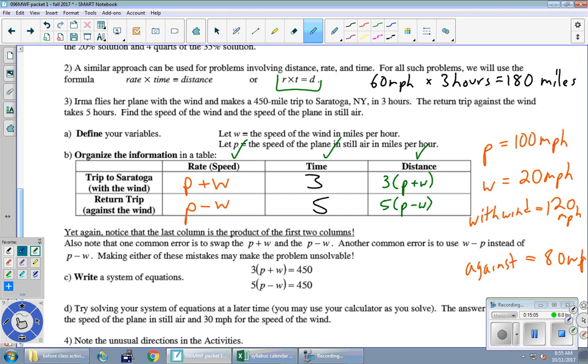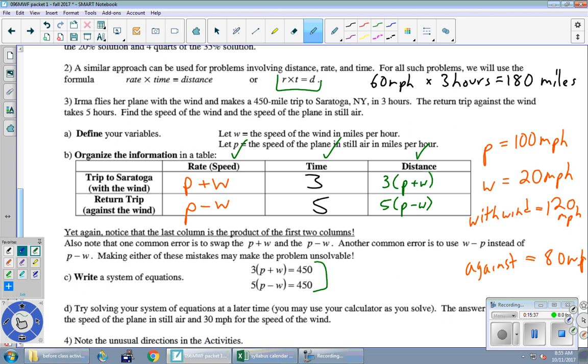And these are the distances, but actually the distance was given as a number in the problem. How far was this trip? 450. So on the one hand, 3 times the quantity P plus W equals 450. That's one valid equation for us. And the return trip had better be exactly the same 450 miles, so 5 times (P minus W) is also equal to 450. So we get our two equations there. Again, we're not going to solve them. I'm just focused on the setup for these new problems, but you'll solve during the activities.